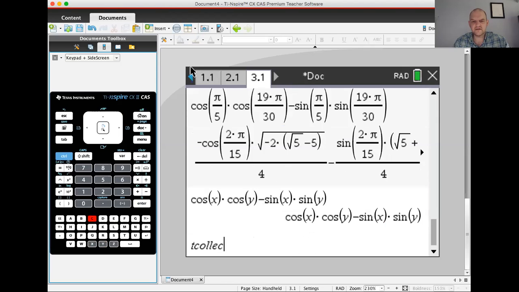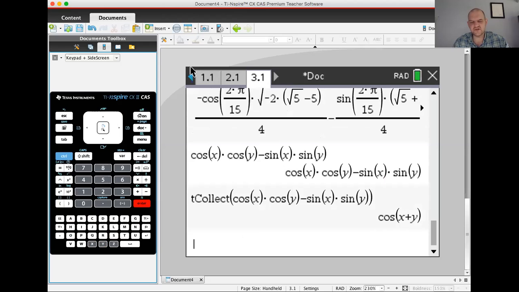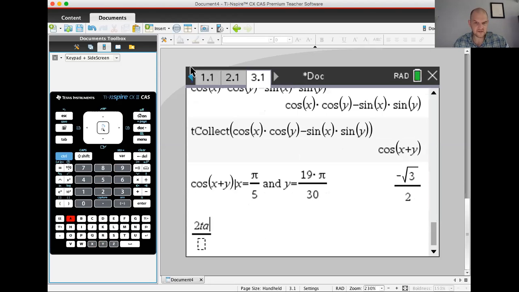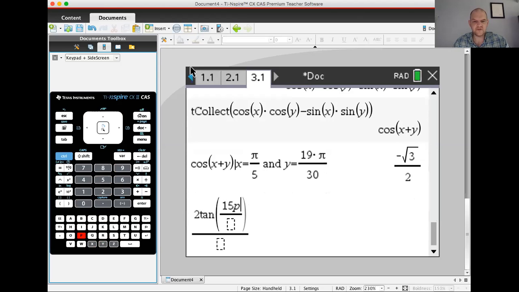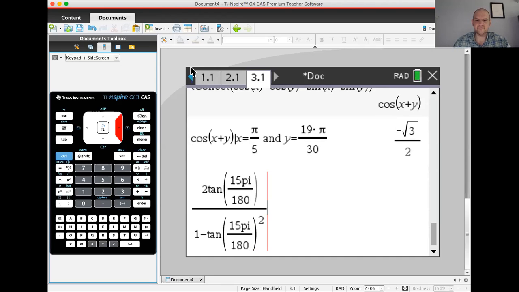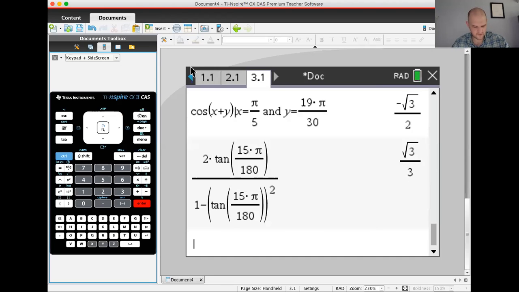T collect. I think I'm just gonna keep doing the same thing every time. X is pi over 5 and y is 19 pi over 30. It's like you have to force the order of operations to somehow do it the way that you would. All right, I'm gonna have to convert this to tan of 15 pi over 180 because I'm not switching to degrees, no way. So I encourage you also to do this. This is the professional way. Oh, look at that, it just spits it out.